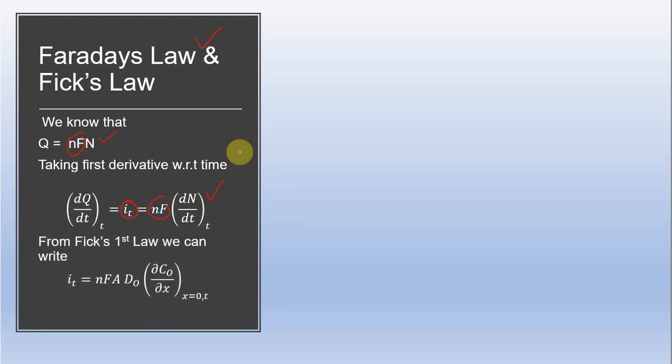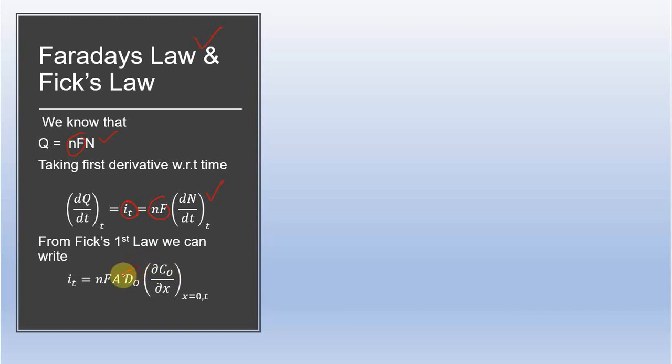In that instant we can also see that from Fick's law, it can be written as nF, that is the same constants, multiplied by the area A, and D subscript O, which is showing the diffusion constant of the oxidized species, multiplied by partial C_O divided by partial x at x equal to 0, at time t. Again it is instantaneous time, and this is showing the partial derivative.